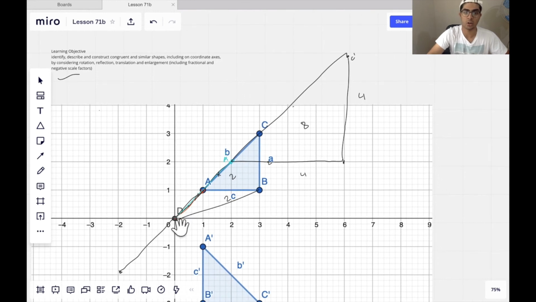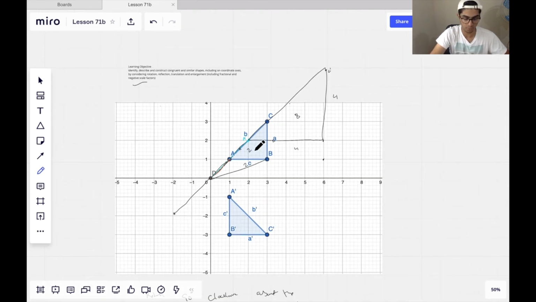Again, it doesn't always have to be from the origin. Sometimes you might do it from this point here, or whatever point. In that case, that does make your life a bit harder, but it's the same principle. Just draw a line from the place you're enlarging from to your point, and then just stretch it out again by the factor you're concerned with.